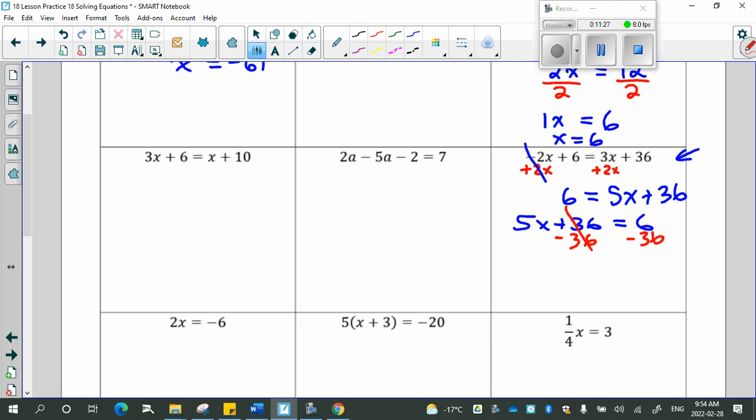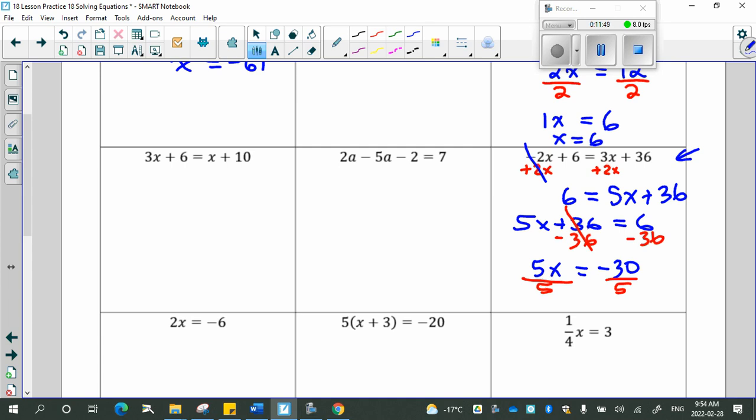I show I know it's a zero pair and cross it off. So what am I left with on this side? 5x. 6 minus 36 is negative 30. Careful with signs. And now I want to split it up into 5 groups, which is really dividing by 5 on both sides. So I show that with a vertical division bar.